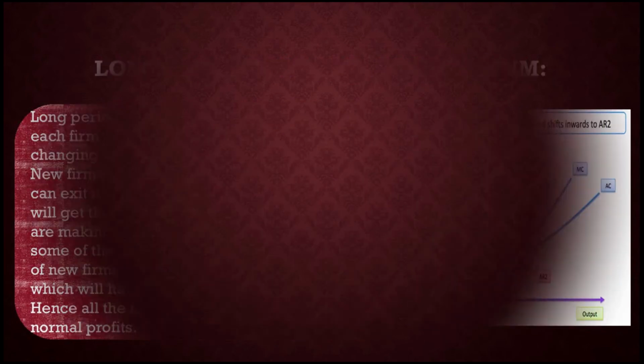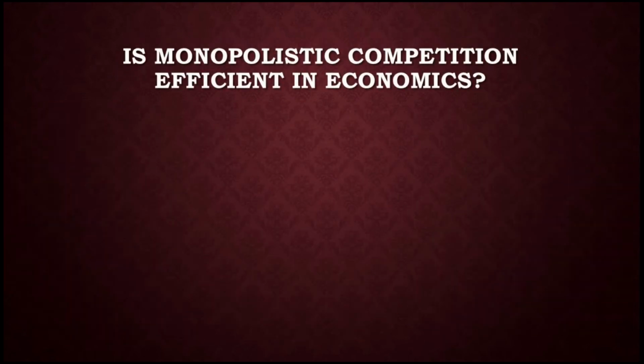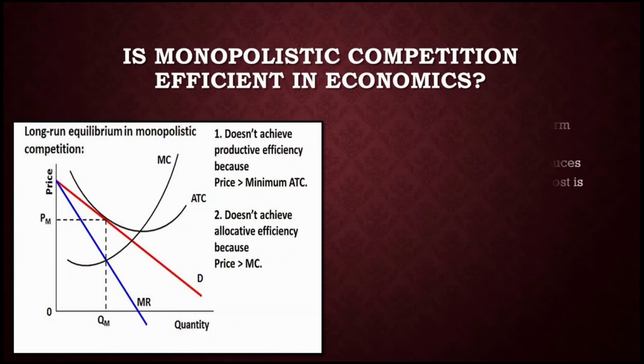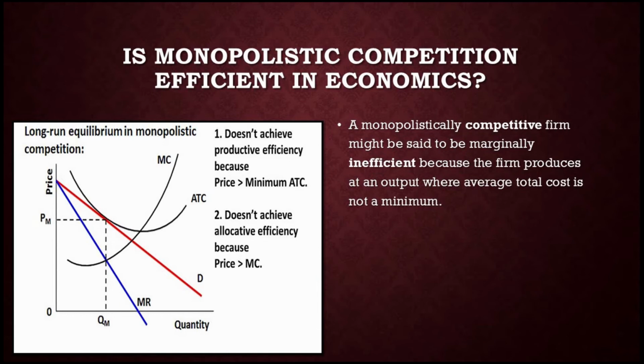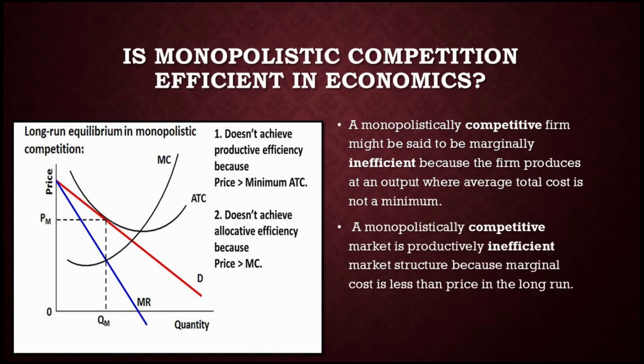Therefore, the first thing that comes to our mind is: is monopolistic competition efficient or inefficient? It is marginally inefficient, not efficient, because the firm produces at an output where the average total cost is not a minimum. A monopolistically competitive market is a productively inefficient market structure because marginal cost, or MC, is less than price in the long run.